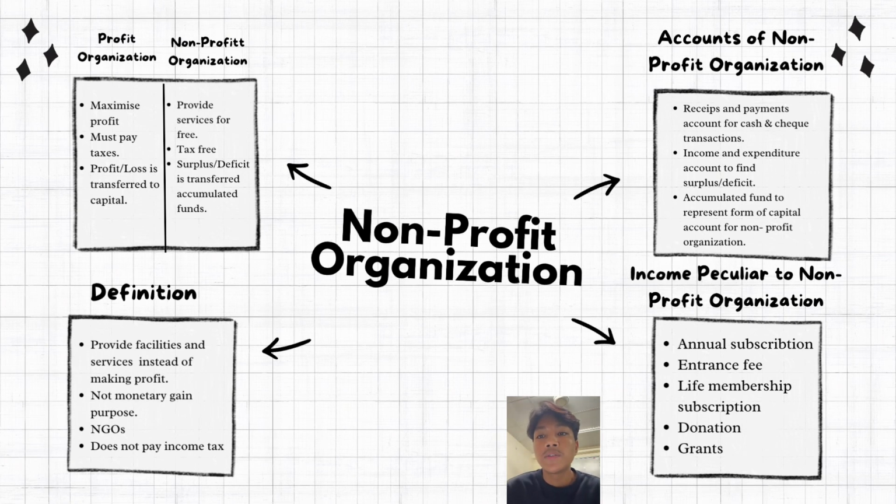And for the accounts of a non-profit organization, we have receipts and payments account for cash and cheque transactions, income and expenditure account to find surplus or deficit, and accumulated fund to represent the form of capital account for a non-profit organization. Last but not least, we have income peculiar to non-profit organization. So we have annual subscription, interest fee, life membership subscription, donation and grants.